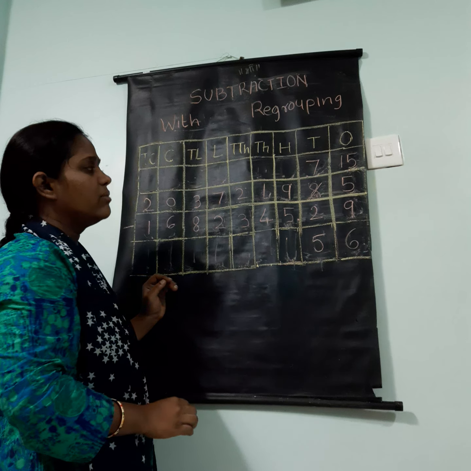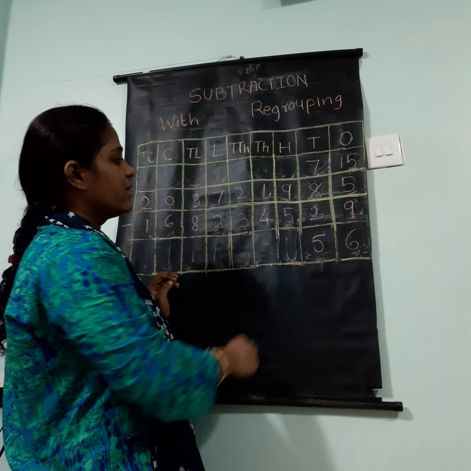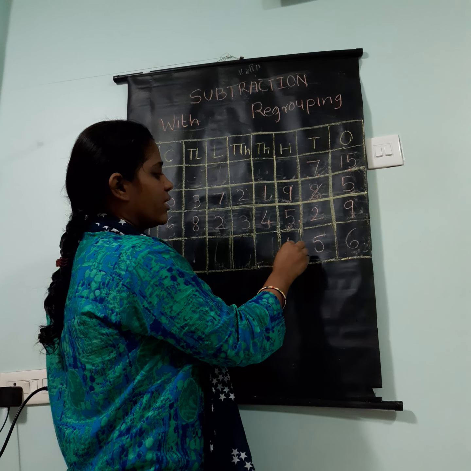Coming to the hundreds column, you have 900 and 500. So 900 minus 500, what is the answer? 400.